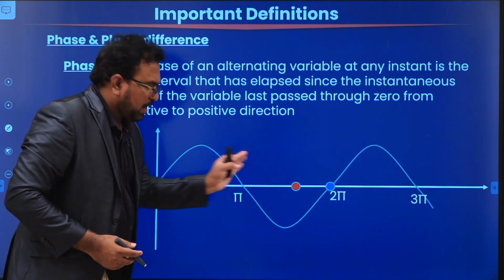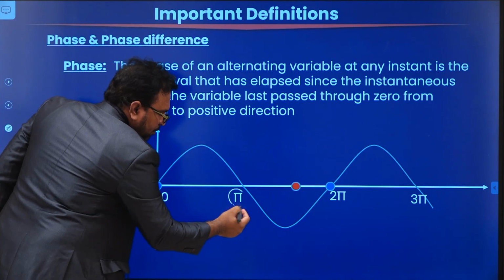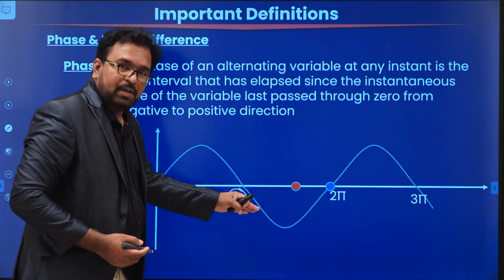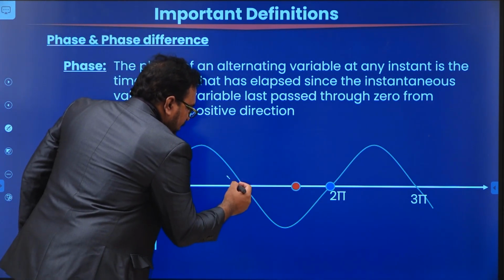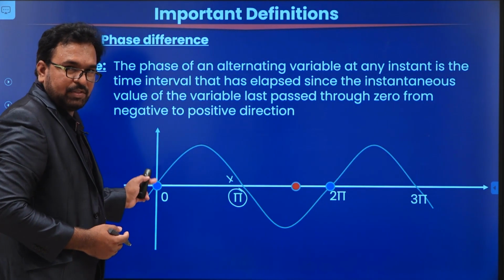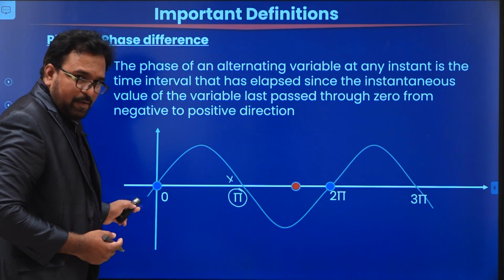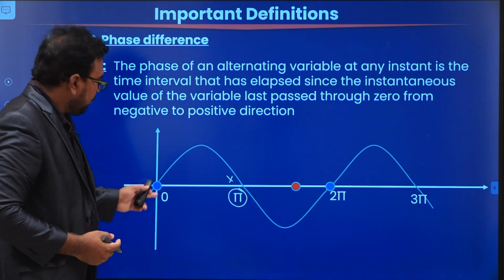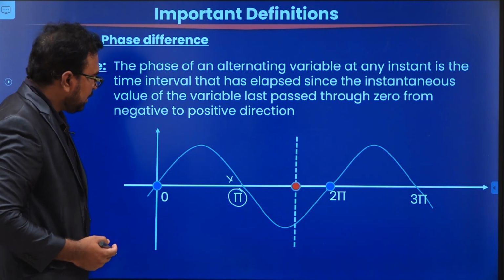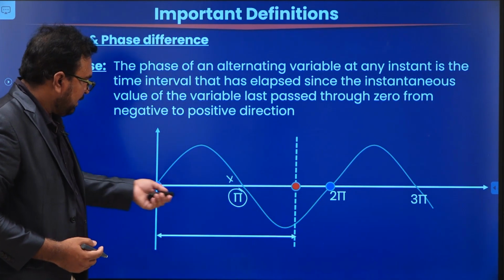How are you going to calculate phase at this point? When it last passed through 0 at pi, before this, the waveform crossed 0 at pi, but in which direction? From positive to negative. That means you cannot find phase from this point. Before this pi, at 0, the waveform is crossing the 0 value from negative to positive. That means you have to find the phase from 0 to this point. That is nothing but the time interval from 0 to this point, which is called the phase at this instant of time.